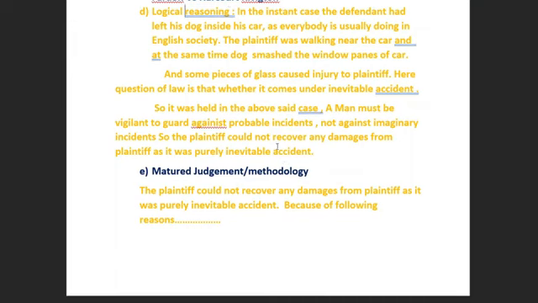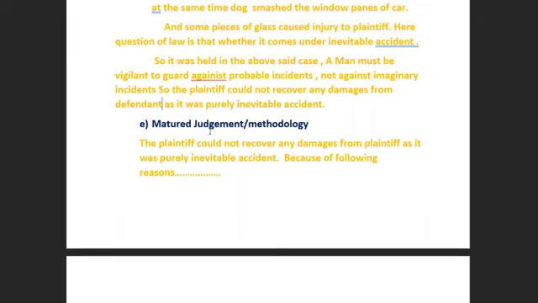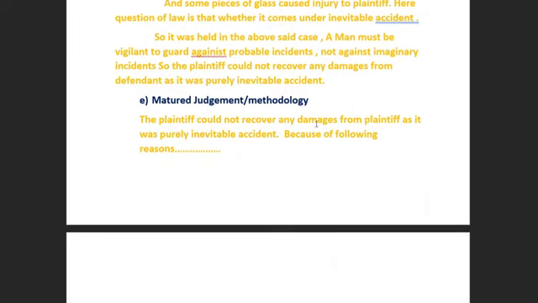So the plaintiff could not recover any damages from the defendant, because it comes under the aspect of inevitable accident. So here, what is the judgment you have to write? The plaintiff could not recover any damages from the defendant. Here, who is the defendant?